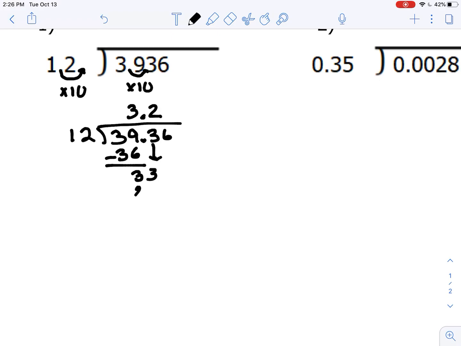2 times 12 is 24, and when we subtract, we have a difference of 9. Then we're going to bring the 6 down. 12 goes into 96 8 times, and 8 times 12 is 96. So we can stop dividing there since we have no remainder.